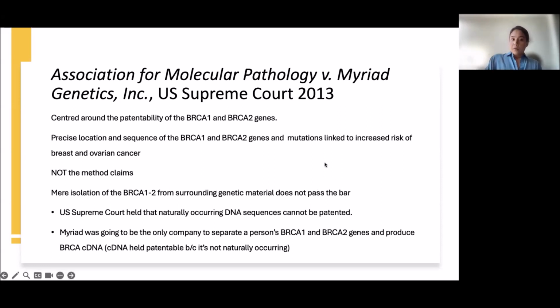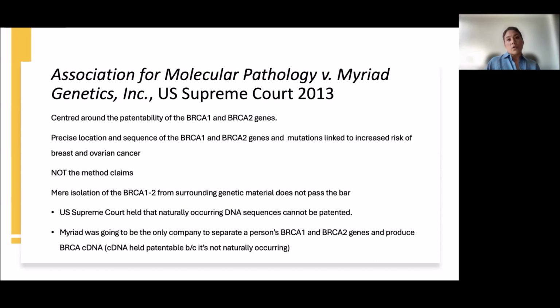So the Supreme Court of the US said mere isolation of the BRCA1/2 genes from surrounding genetic material does not pass the bar because it's already occurring in nature. It's a product of nature. So that's why naturally occurring DNA, gDNA, cannot be patented.